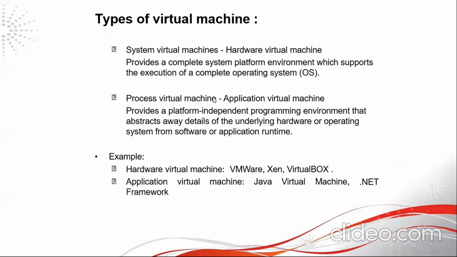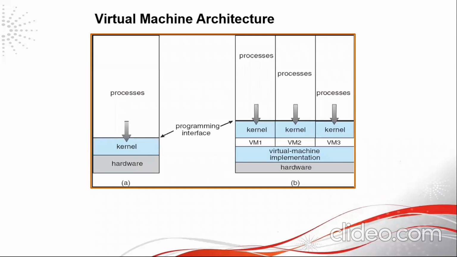Okay, so this is the architecture. Let's see the diagram. So what is here? In the diagram, there is the hardware, there is the kernel, and there are the processes. So we are creating 3 virtual machines, a programming interface, with the help of a program or software. Here in diagram B is your hardware. Then the virtual machine implementation: a new layer is added. The virtual machine interface. So virtual machine 1, virtual machine 2, virtual machine 3.